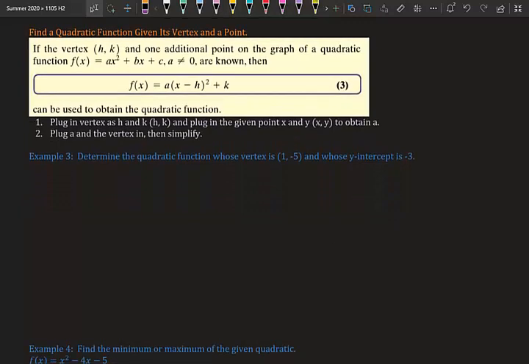Find a quadratic function given its vertex and a point. If you have a vertex and a point, we can use f of x equals a times (x minus h) squared plus k to find the quadratic. There are two steps. Find the vertex, plug it in, plug in the point, find a, then plug a and the vertex in to simplify.